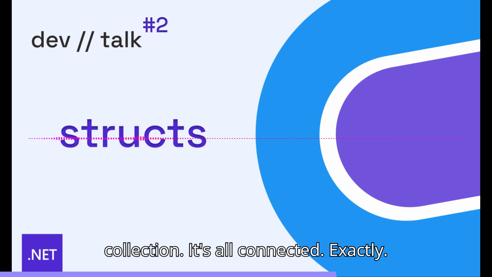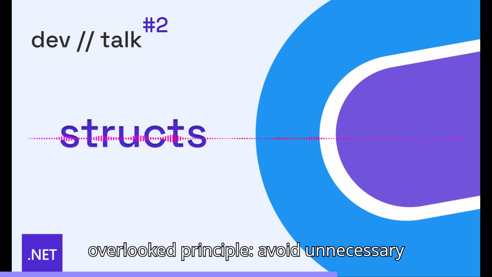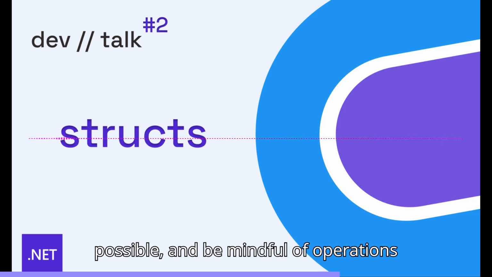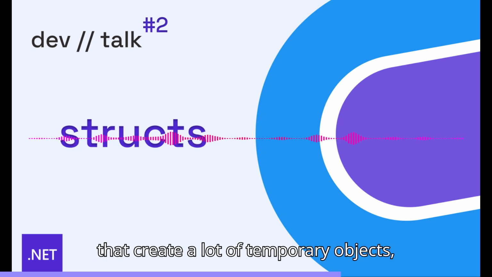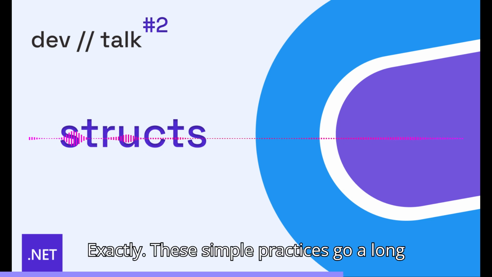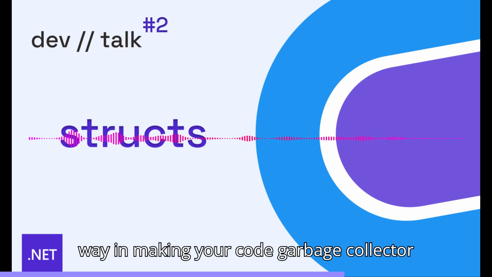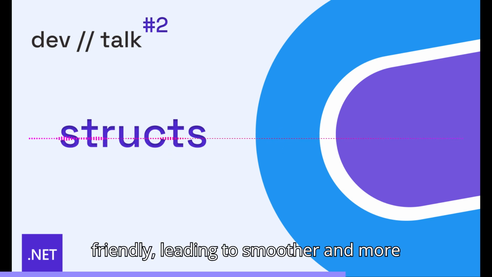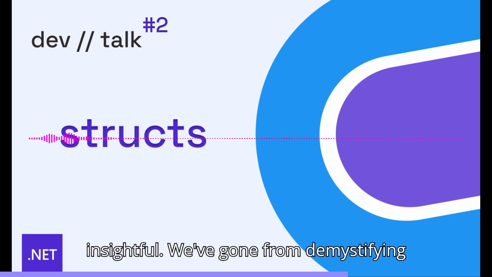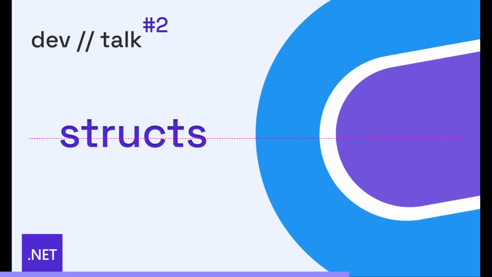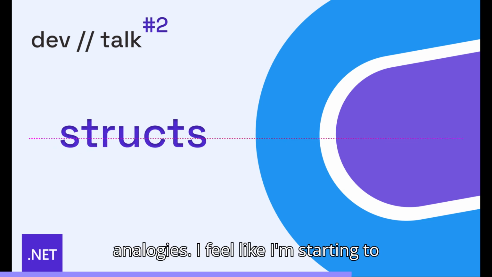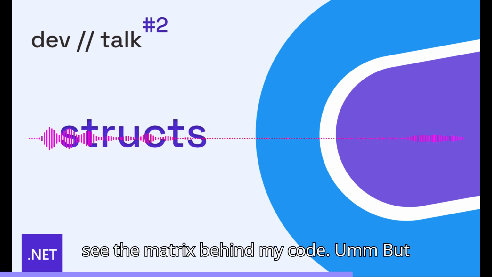It's all connected. Exactly. And finally, a simple but often overlooked principle. Avoid unnecessary object creation. Reuse objects whenever possible, and be mindful of operations that create a lot of temporary objects, especially within loops. It's the coding equivalent of reduce, reuse, recycle. Exactly. These simple practices go a long way in making your code garbage collector friendly, leading to smoother and more performant applications. This has been so insightful. We've gone from demystifying the garbage collector to object pooling, and now we're talking about strategic object creation and even laundry analogies. I feel like I'm starting to see the matrix behind my code.